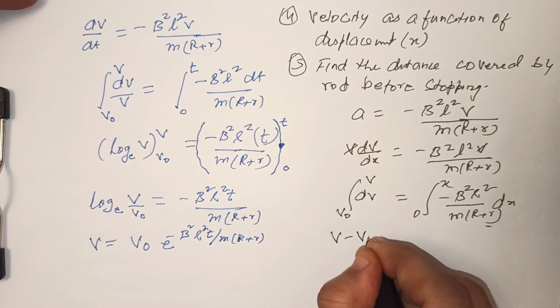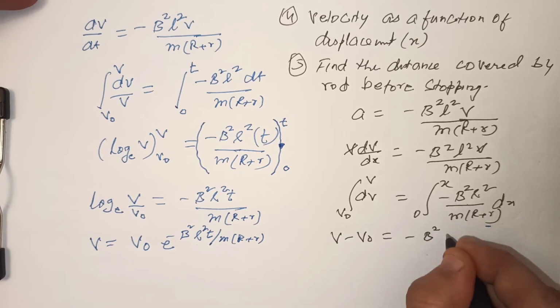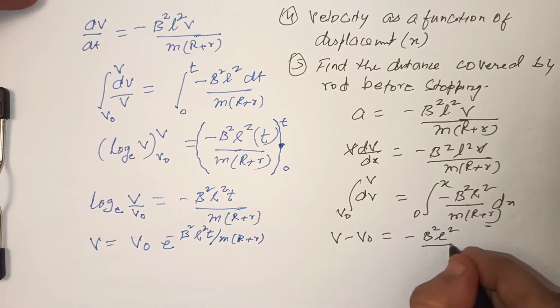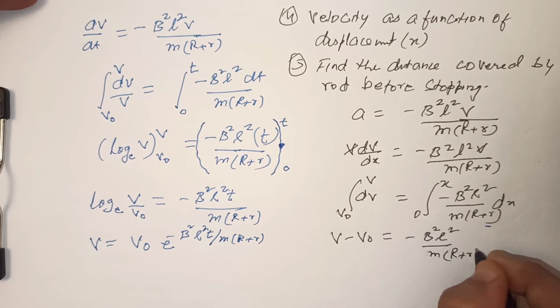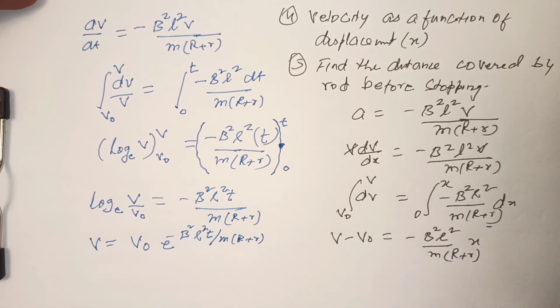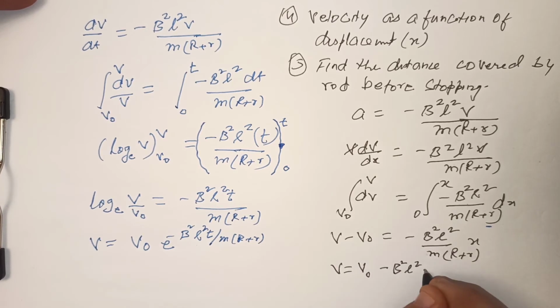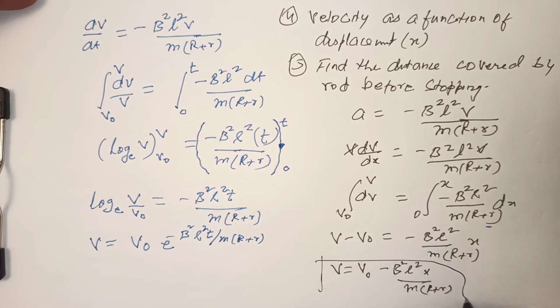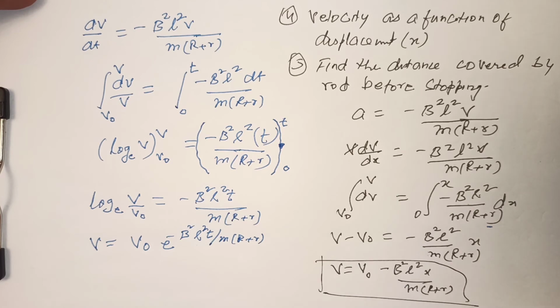V minus v naught is equal to minus B square L square by M into R plus r, times x. So that's it. Take that on the other side. So we will get v is equal to v naught minus B square L square x by M into R plus r. So this gives you the fourth part. Now the fifth portion is relatively very simple because we already got the fourth portion.